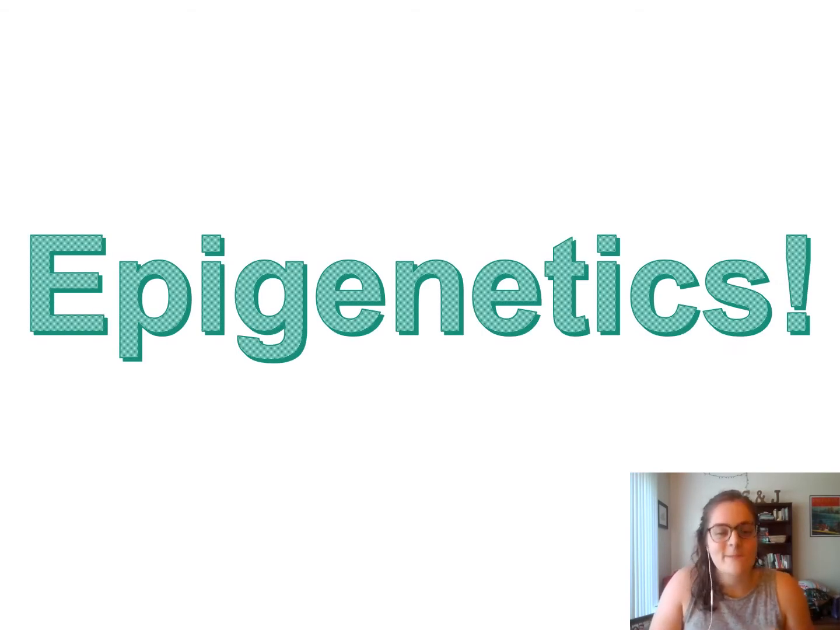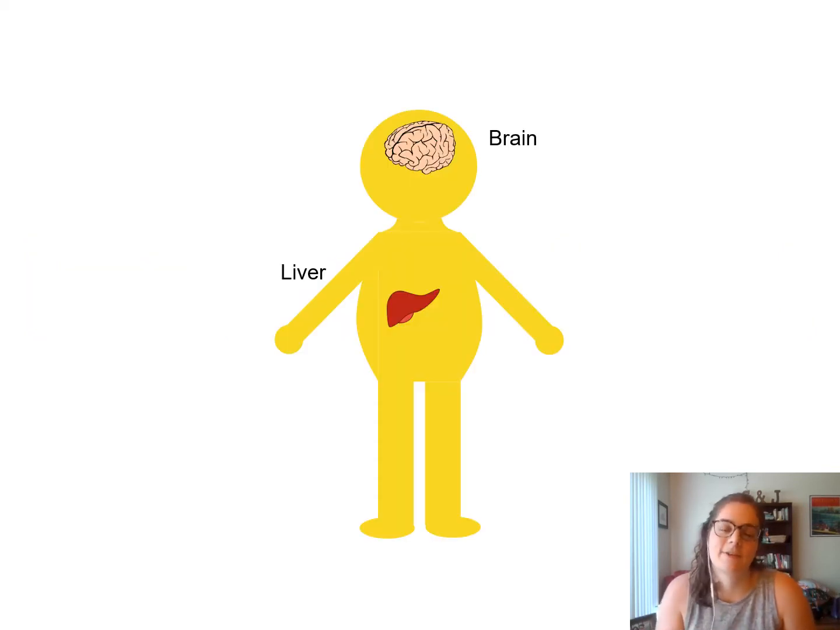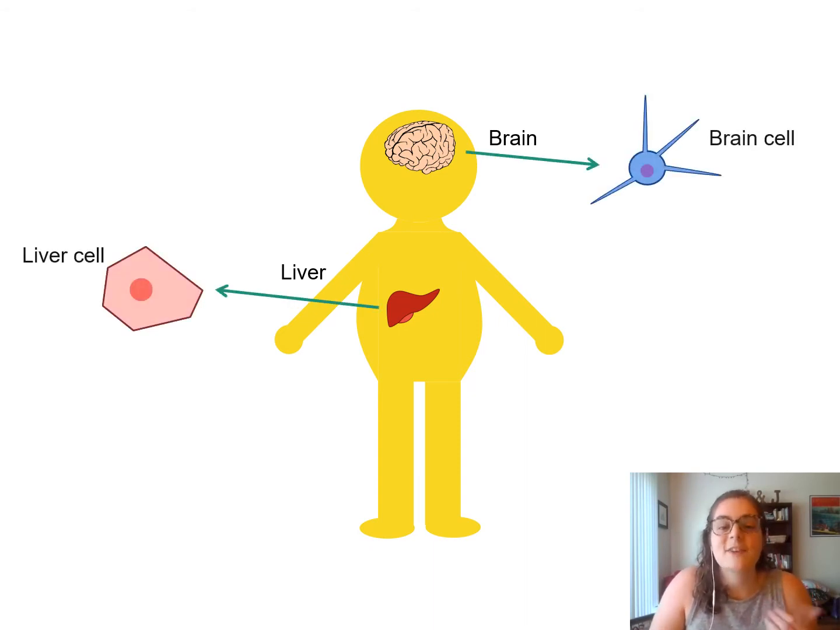So epigenetics is probably most evident if we consider our organs. Let's say the brain and the liver. The brain is responsible for processing sensory information, whereas the liver is responsible for processing nutrients from the foods that you eat. These are fairly different roles, so it probably comes as no surprise that if you look closer, their cells look very different. They have different structures and different molecules that they use to function.